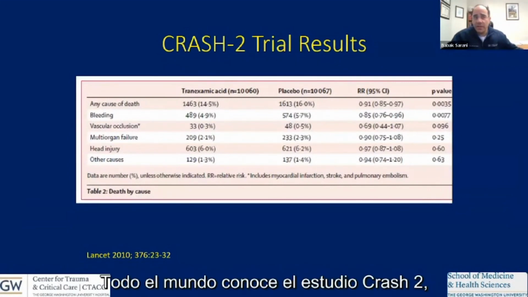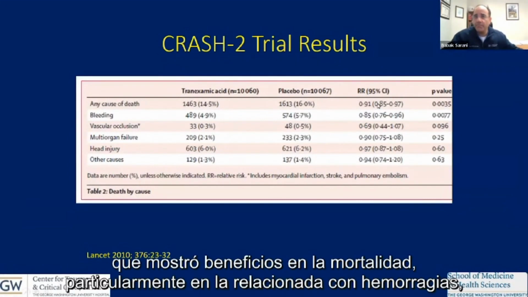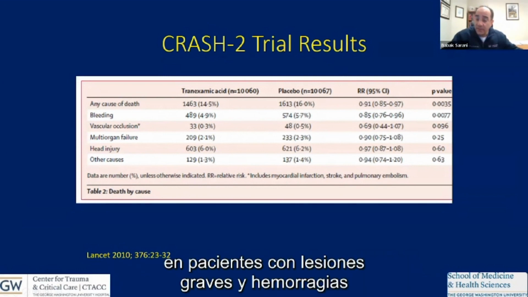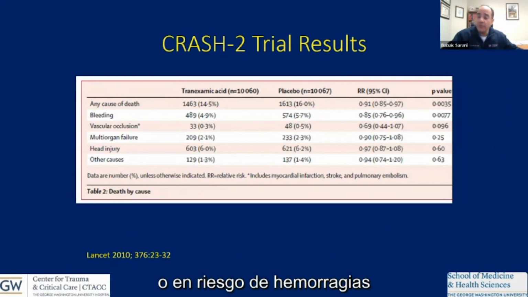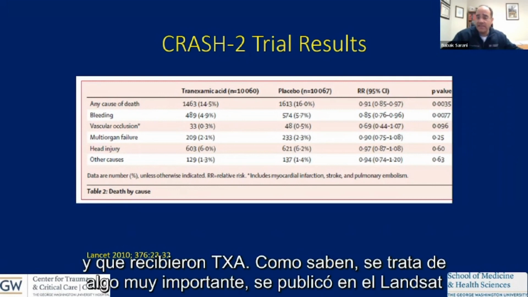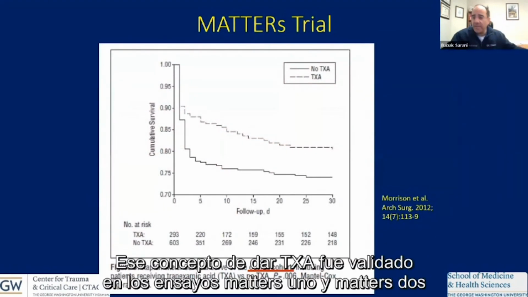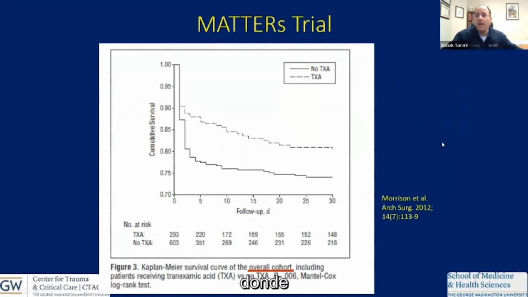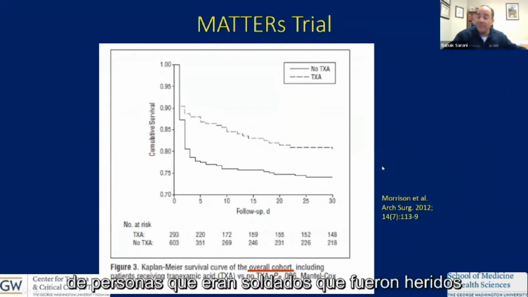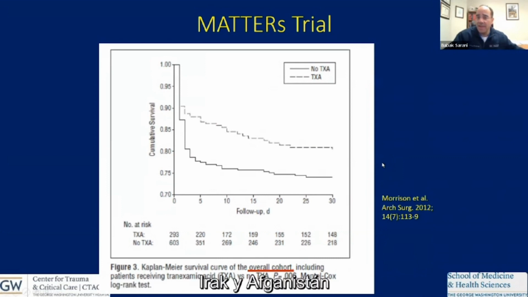Everyone knows the CRASH 2 study. It showed a mortality benefit, particularly bleeding-related mortality benefit in patients who were severely injured and either bleeding or at risk of bleeding and received TXA. This was, as you know, a very, very big deal. It was published in The Lancet. It's one of the largest studies ever done in trauma surgery. That concept of give TXA was further validated in the MATTERS 1 and MATTERS 2 trials, where a retrospective evaluation of soldiers who were injured in Iraq and Afghanistan was done.